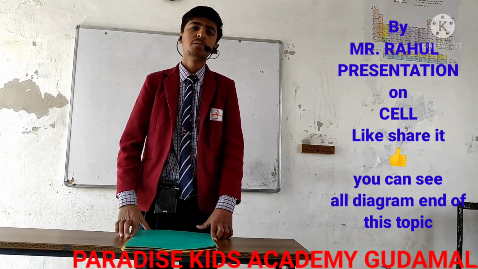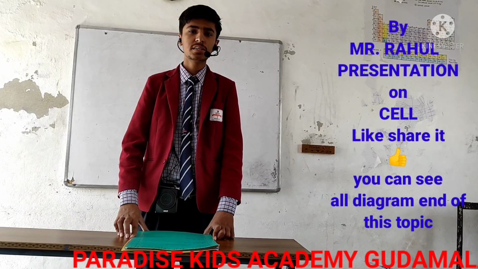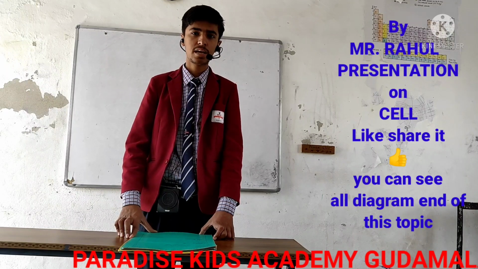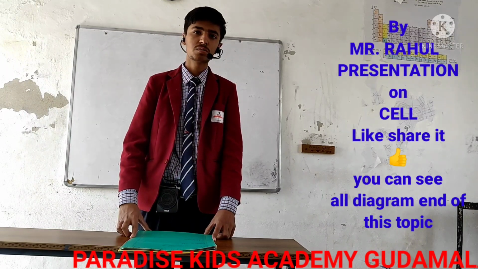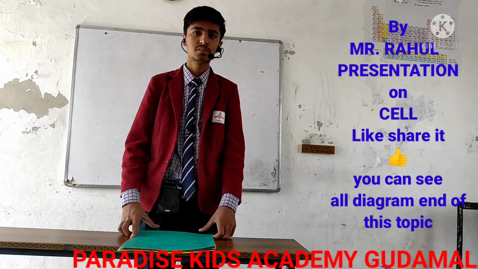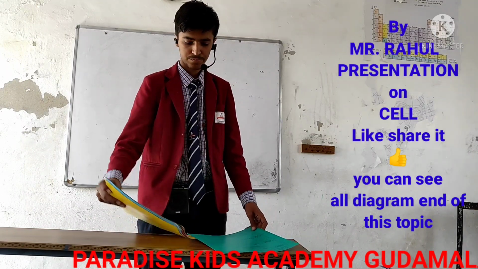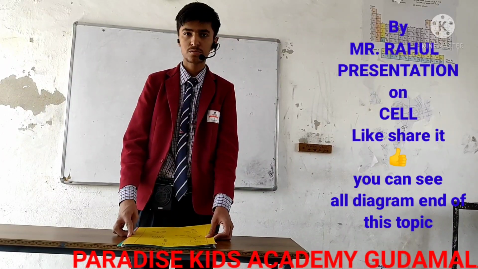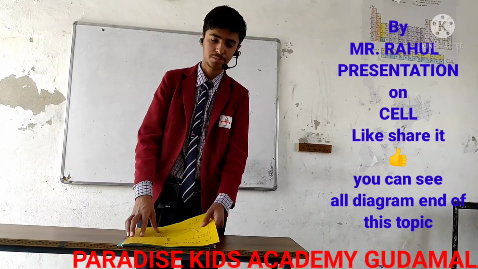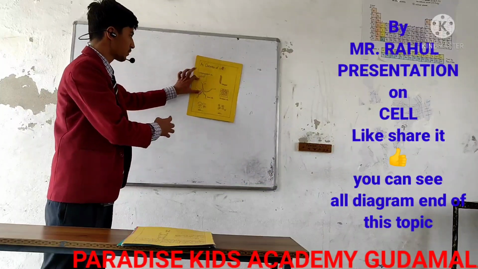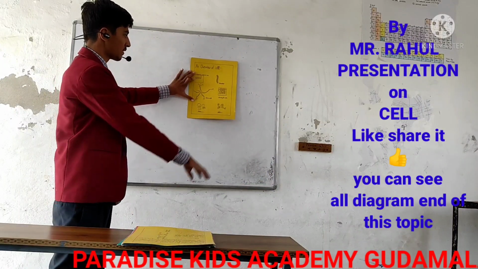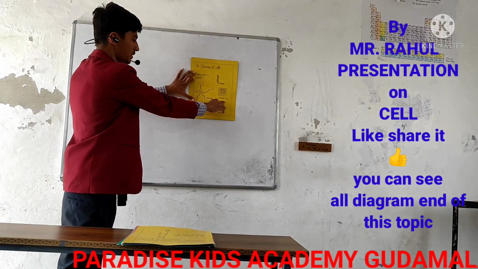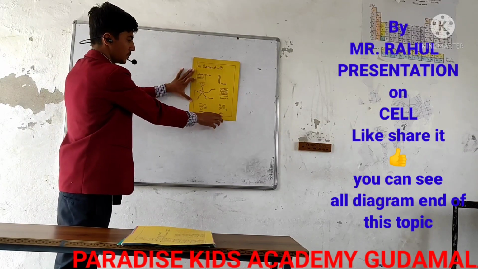Cell theory. Matthias Schleiden in 1838 gave the cell theory about plants, and then Theodor Schwann gave the cell theory on animals. Overview of cell. Today I am going to show you some diagrams. So these are some diagrams of the cell: an epithelial cell, a trachea cell, a nerve cell, a mesophyll cell, RBCs and WBCs.